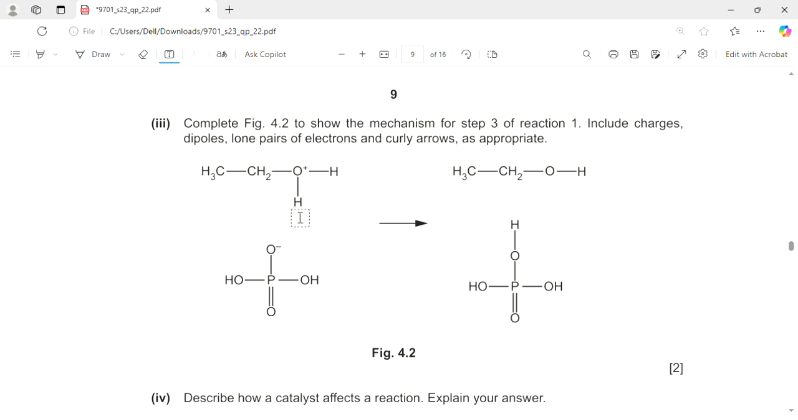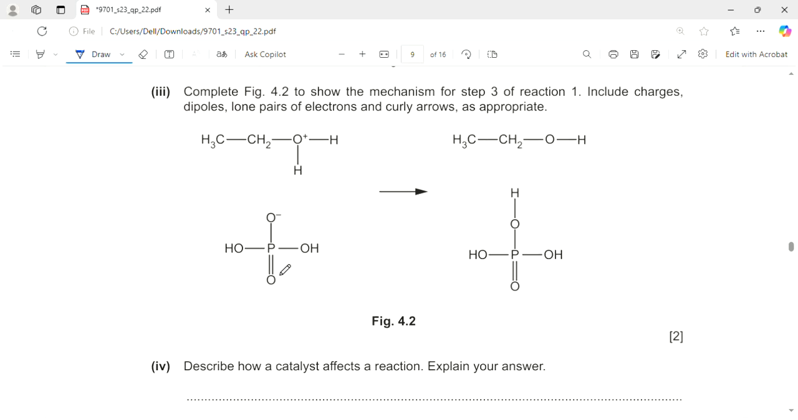So we should draw it. I think the lone pair of electrons will attack the hydrogen like this, and these are the electrons. I think it should be like something else.